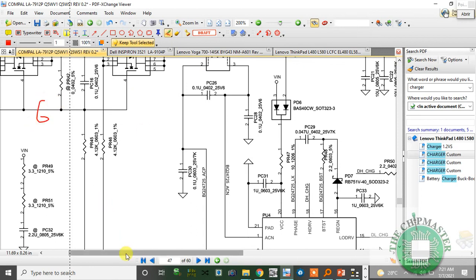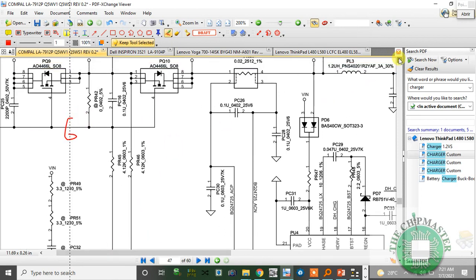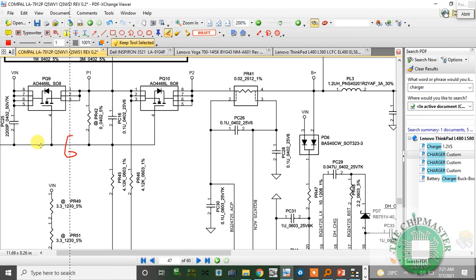So what will happen is that the voltage on the gate, say the voltage at the gate is 6 volts, the voltage here will be 0 volts, so it will fully conduct, and 19 volts will come here, not 18 volts, 19 volts, right? And then this becomes 19 volts, which will come to the CMSRC pin.